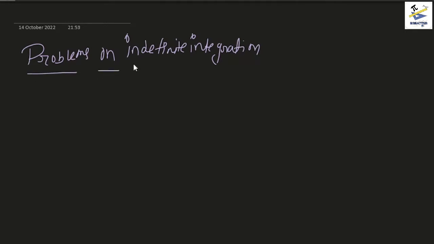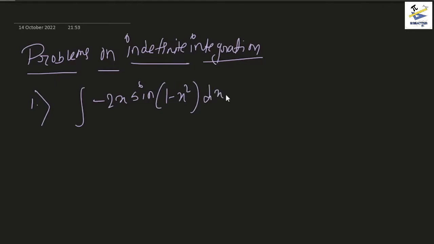So, problems on indefinite integration. Okay, so the first problem which we are going to solve is this: integral of minus 2x into sine of 1 minus x square dx. So what I want you to do is to try and pause the video for a minimum of 2 minutes to a maximum of 10 minutes and figure out all the details yourself, and then resume the video. Otherwise I'm going to give you 10 seconds here and I will start solving after 10 seconds.